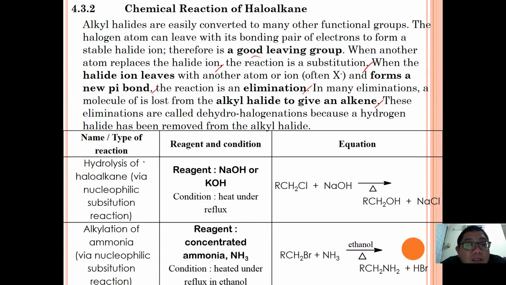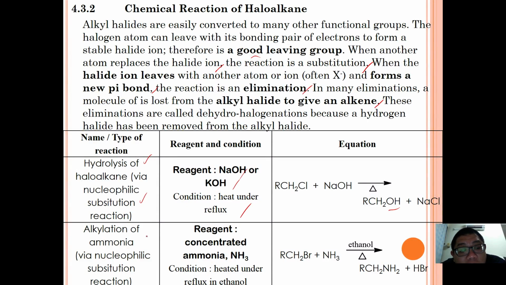Starting from the hydrolysis of haloalkane via nucleophilic substitution reaction. We are going to look into detail later at what a nucleophilic substitution reaction is. Our reagent here is either potassium or sodium hydroxide under reflux. So this is the general equation: if you have RCH2Cl plus NaOH under reflux, you form RCH2OH plus NaCl. Later we are going to discuss the mechanism of the reactions in detail.